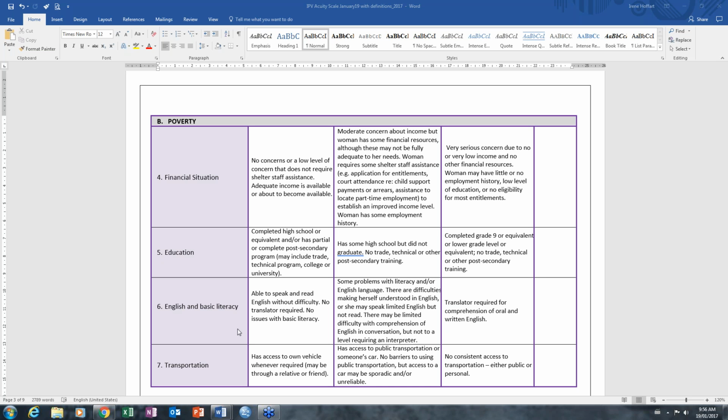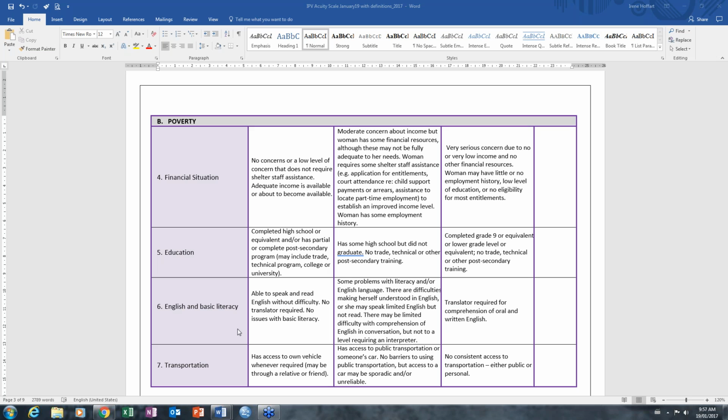So you will see that fairly clearly in the case studies, but when you actually start talking to the women, it should come out in a conversation about how much of a concern she has. If she's on Alberta Works, has no concerns and feels she can manage it, then it's a 0.